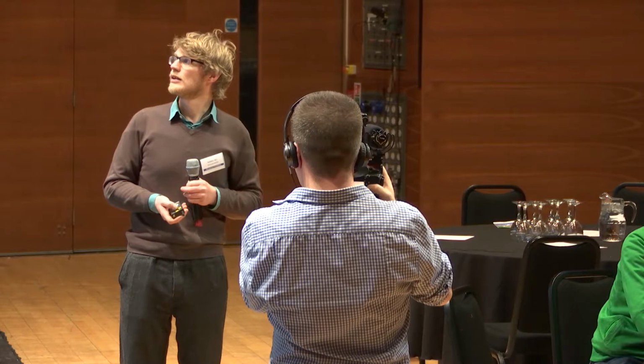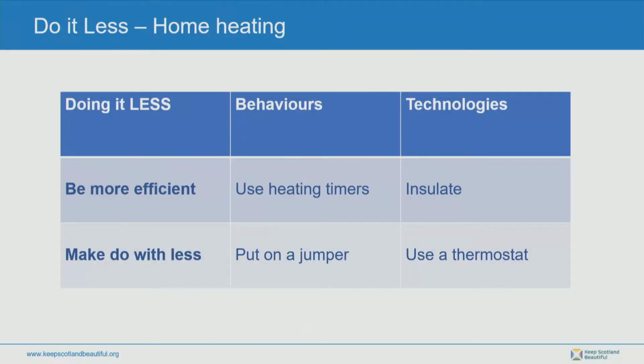So if you take an example of home heating, doing it less with home heating, you're either trying to be more efficient or making do with less. Okay, it's not about sitting at home shivering, being cold. It's about how can I be comfortable but use less heating fuel. So if you're going to be more efficient, you might use a heating timer, so the heating is only on when you're in the house, you're not heating an empty house. Or you might insulate the house so the boiler doesn't have to work as hard to heat your house up. It's only heating the house, not outside as well.